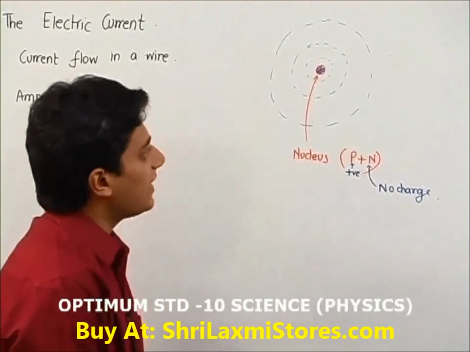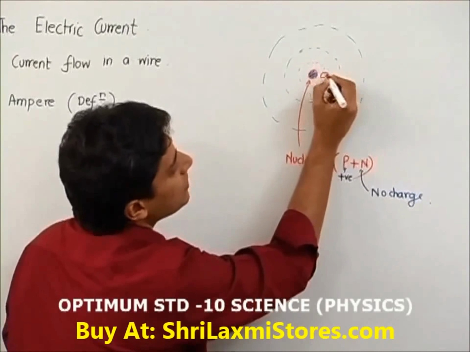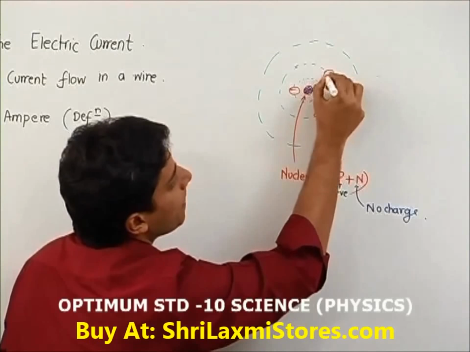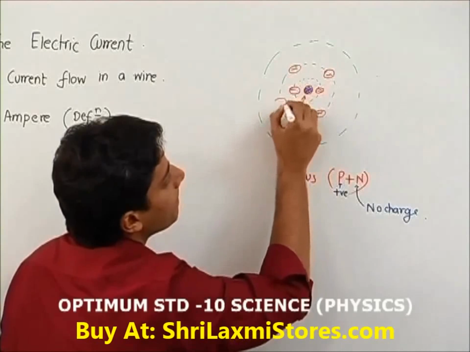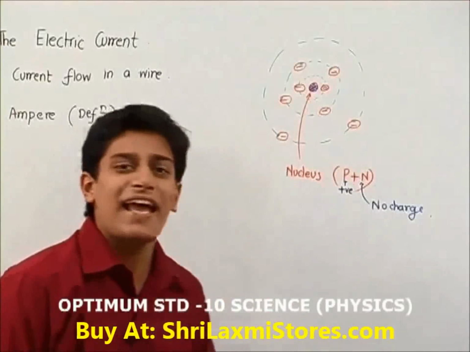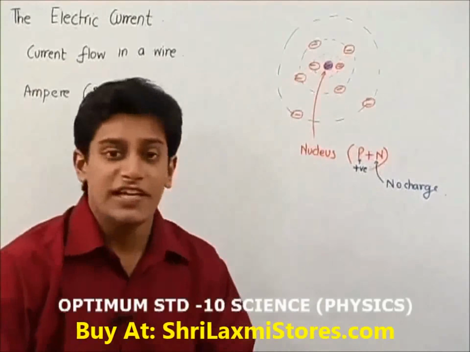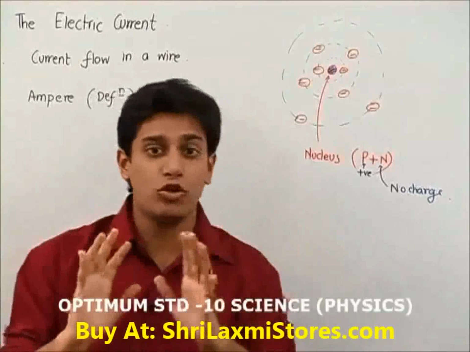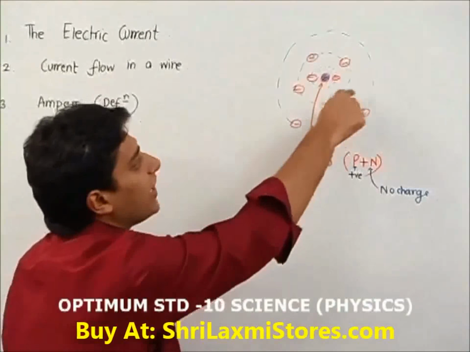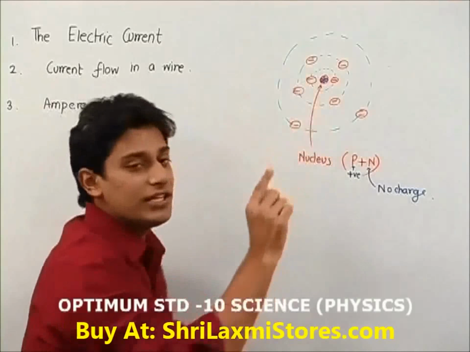So now students, can I say I have electrons out here. Just a random number of electrons I have put. And electrons, what happens, students? Electrons are never stationary. They are not at rest. They are continuously moving slowly. They are rotating around the center, which is the nucleus.